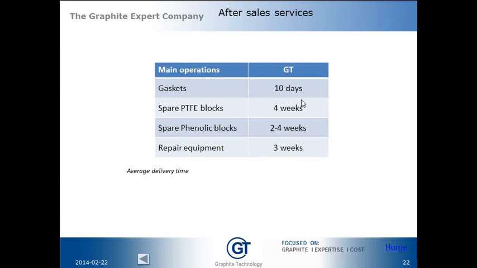For spare parts, most of the gaskets are already in our inventory and can be delivered very quickly, and for spare parts to be manufactured, the delivery time is between 2 to 4 weeks.